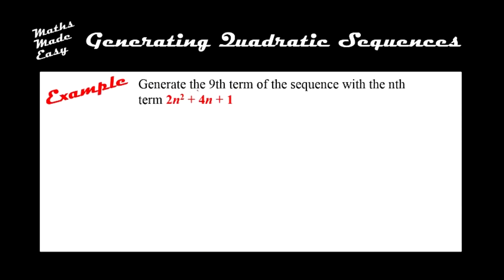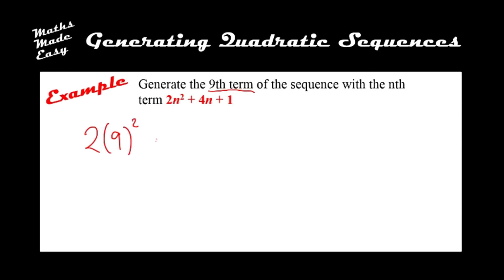Okay, there's only one other type of question that we need to look at for generating quadratic sequences, and it's something like this. Generate the 9th term of the sequence with nth term, 2n squared plus 4n plus 1. So this time, rather than generating the first 5, we're just asked specifically for the 9th term. We must get the 9th one and no others. So in exactly the same way, we're going to substitute in a number, but to get the 9th term, surprise, surprise, you substitute in 9.